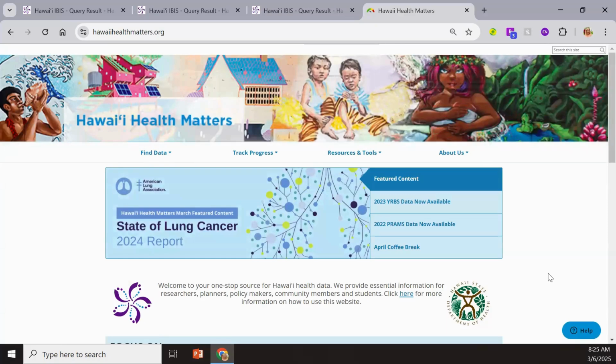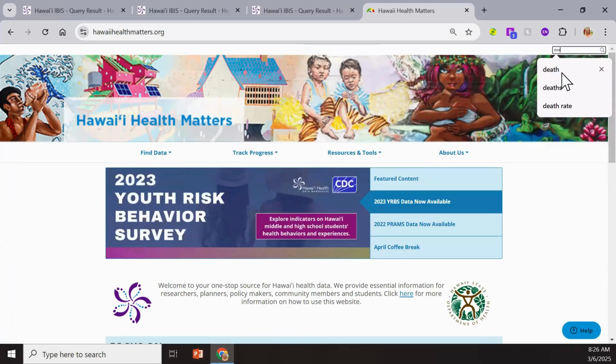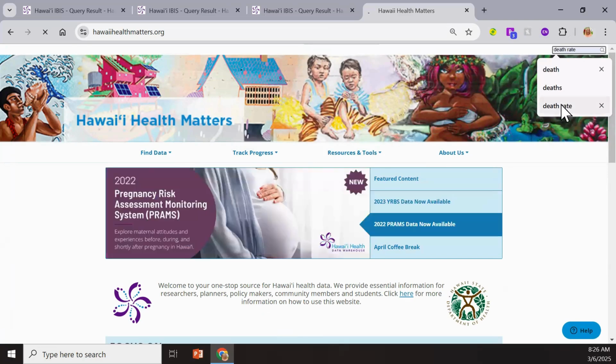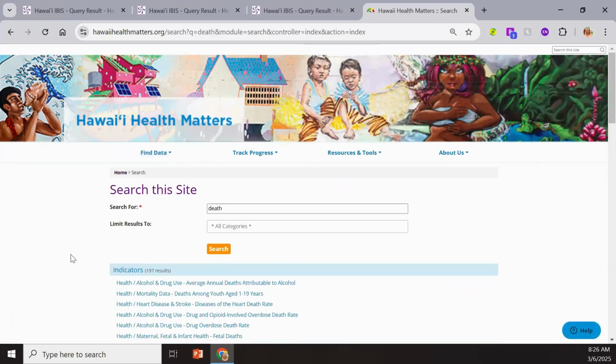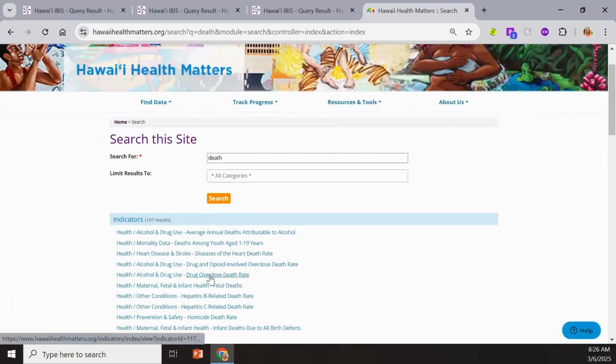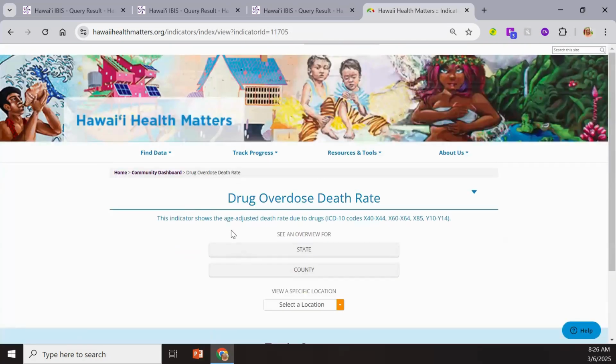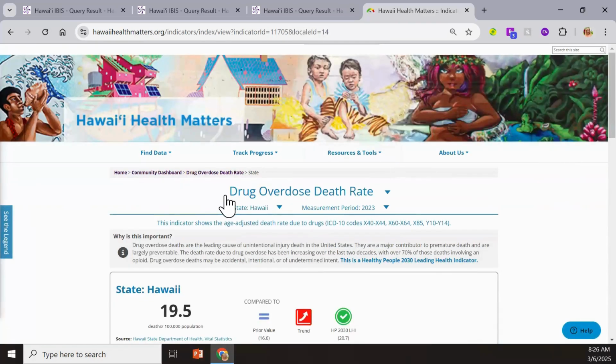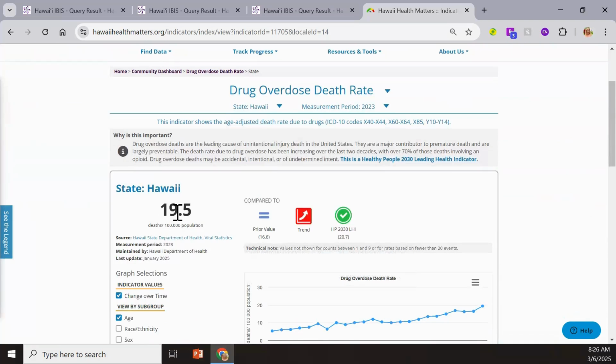Okay, let's take a look at Hawaii Health Matters. So here I mentioned that you would see age adjusting in death rates and incidence rates. So let's just take a look at a death rate. We'll look at drug overdose death rate. And you can see here that in the definition, it says that it's age adjusted. So looking at our data, Hawaii Health Matters, of course, gives you the definition, a little bit of public health importance, and then also the estimate for the most recent year of data.